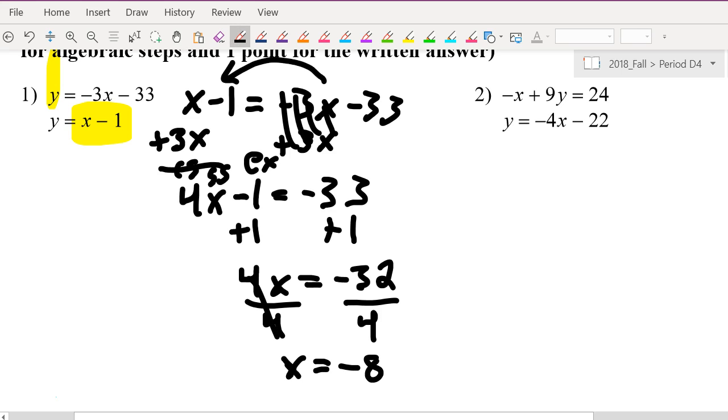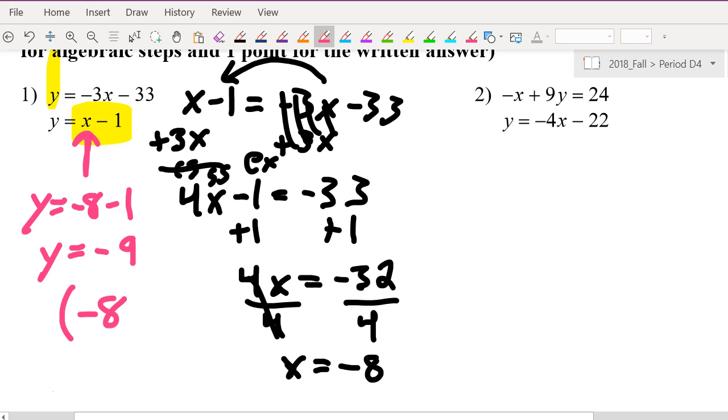All right. Now what? We're not done yet. So we have to use the equation from the top. We can use the bottom. It's easier. Whichever one's easier. So we get y equals negative 8 minus 1. So y equals negative 9. Okay. Good. So how do we write our answer? So parentheses. Negative 8, comma, negative 9, parentheses.